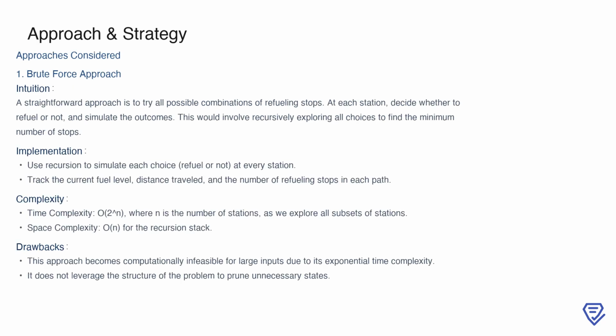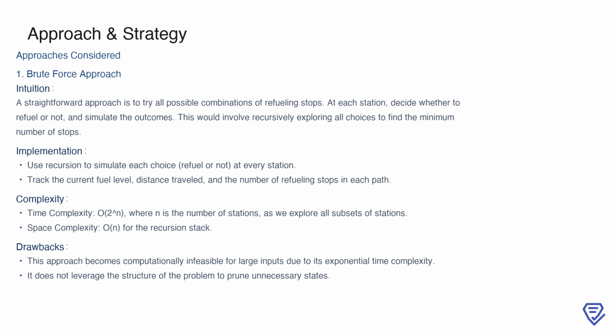To begin, let's consider the brute force approach. This method takes a straightforward path by trying all possible combinations of refueling stops. At each station, we decide whether to refuel or not, and then simulate the outcomes of those decisions. Essentially, this involves recursively exploring all potential paths to determine the minimum number of stops required.